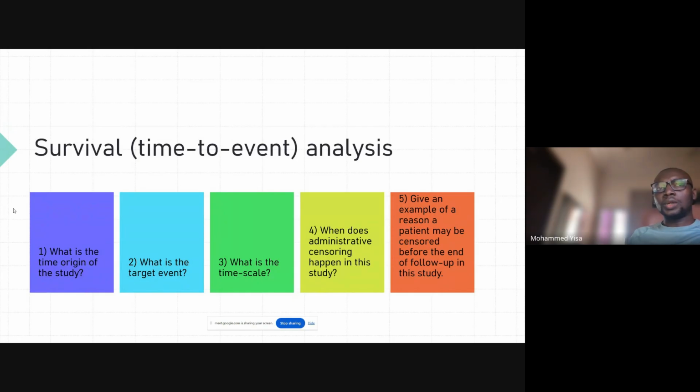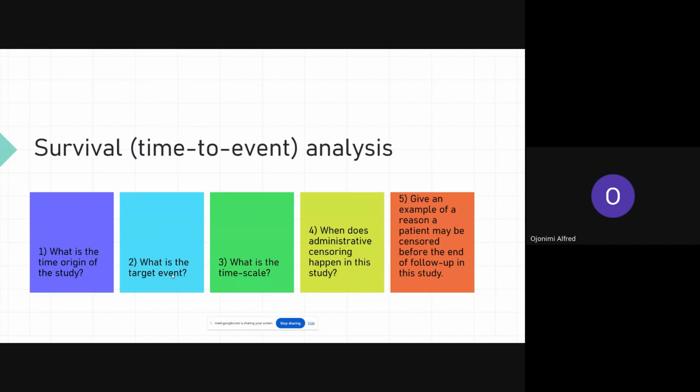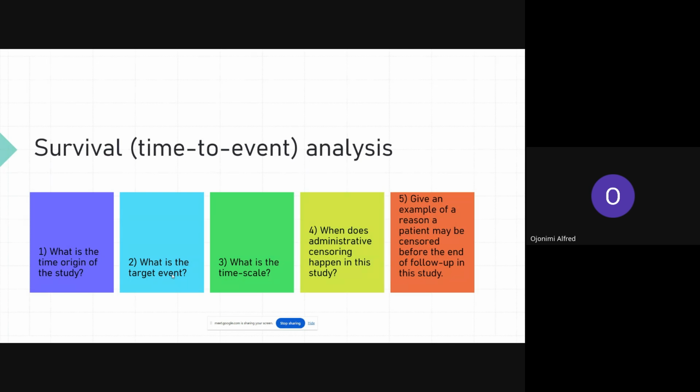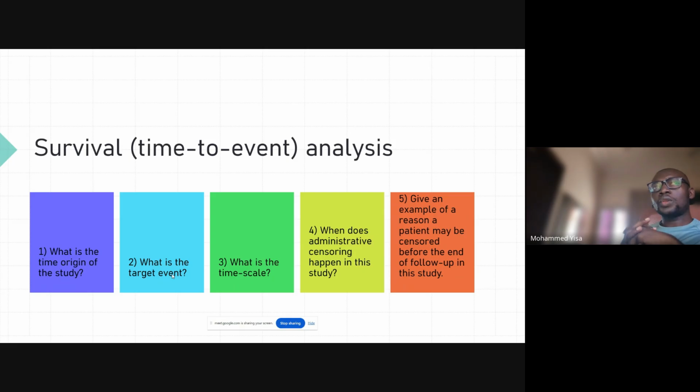So the time origin of the study is 2009, that's not difficult. What's the target event for this particular analysis? Dropping out of practice. Okay. And what do you think the time scale will be? Just think about it. We recorded the time that the person dropped out of medical practice in years and months. So what should the scale be recorded in?